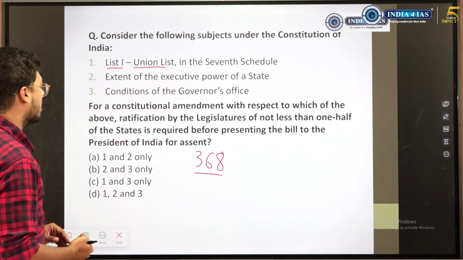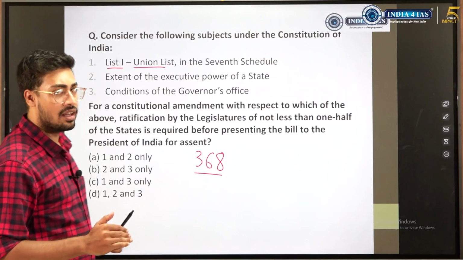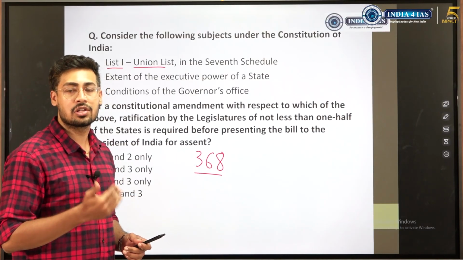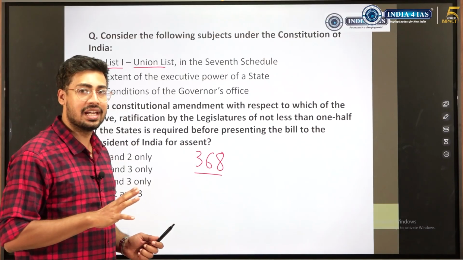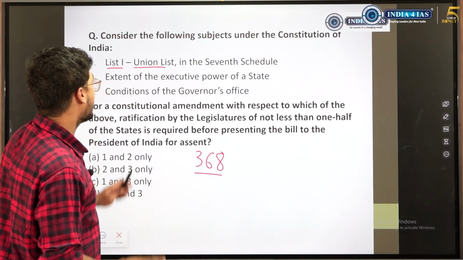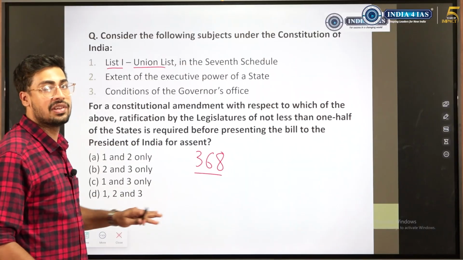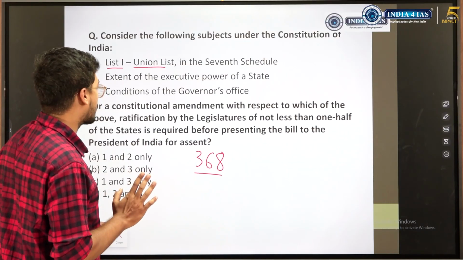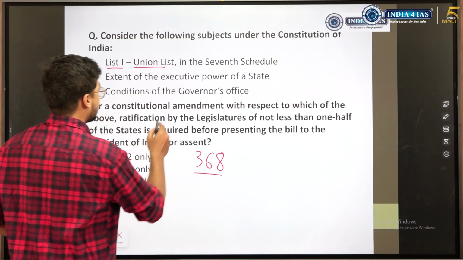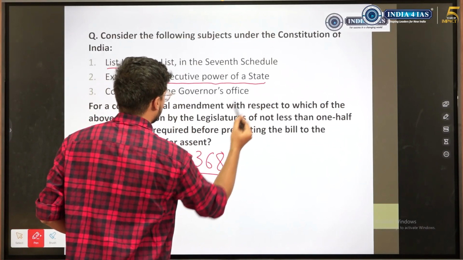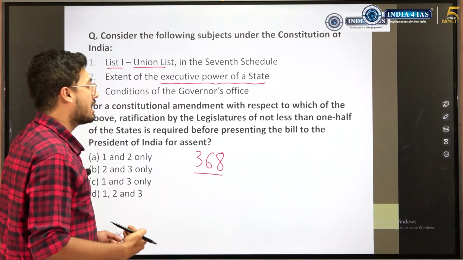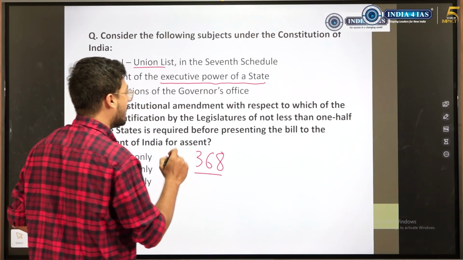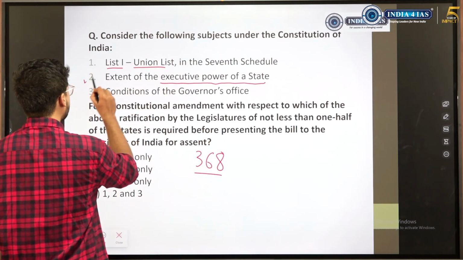I told you, now simple majority is needed for this, special majority is needed for this, special majority with ratification of states is needed for this. We had a broad idea. But they have picked up subjects which are not mentioned in the conventional books, and they are trying to understand if you are able to make smart guesswork or not. So the extent of executive power of the state, extent of legislative power of the state. To affect that, the 7th schedule is needed, because it is an important power.